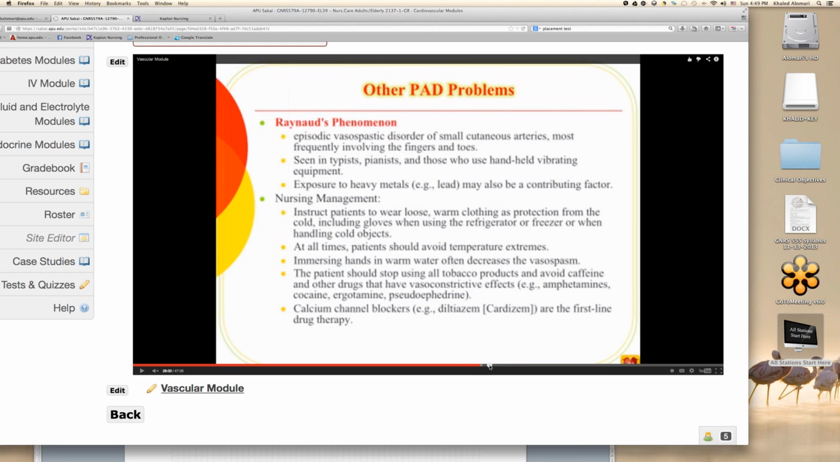Okay. Read about Raynaud's phenomenon. It's another PAD. You must know that. Avoid all the patient teaching under nursing management, it is important.